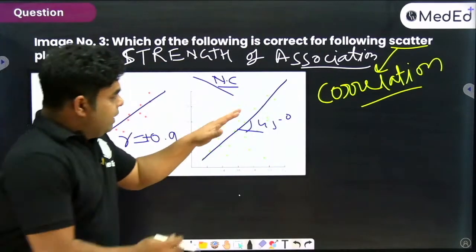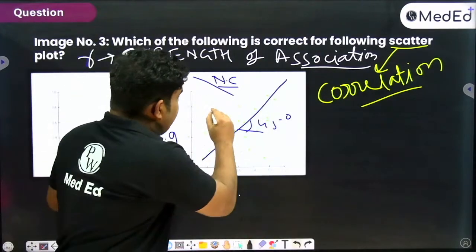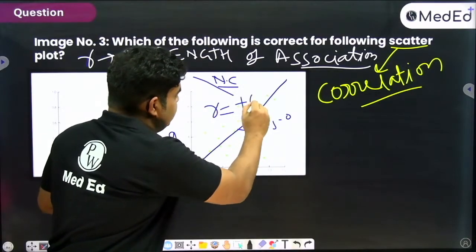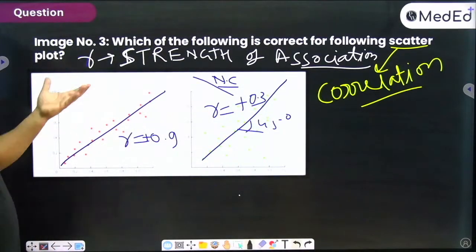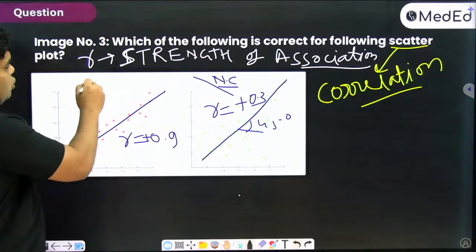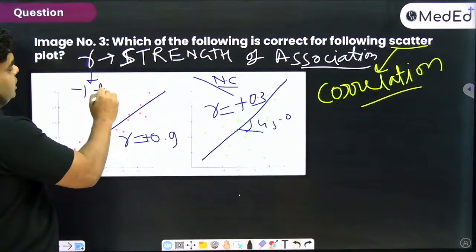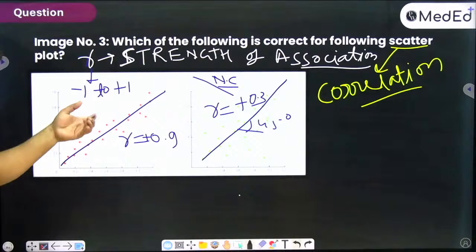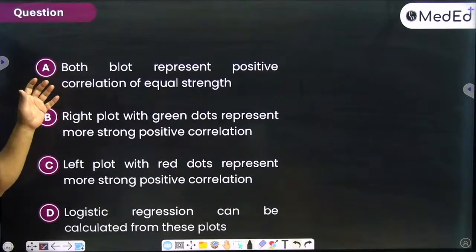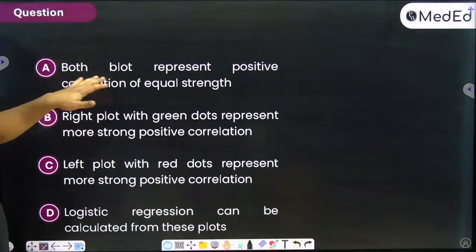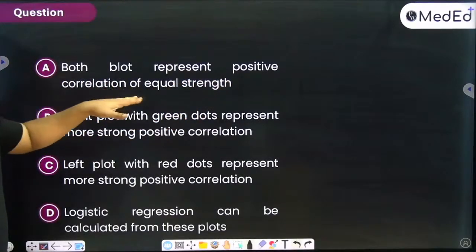And here dots are scattered. So value of R will be less, something around plus 0.3, because they are scattered. So do remember, and one more question they ask, value of R can never be less than -1, and cannot be more than +1. It only remains between them. So what were both of the plots showing? Both of the plots were showing positive correlation, but not of equal strength.